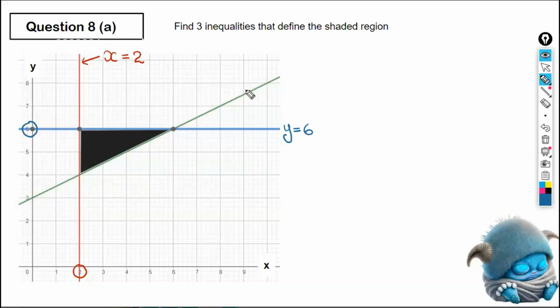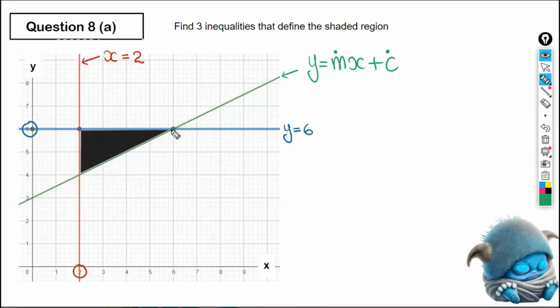But the green line, well, it's a slanted line. So we're going to have to find the equation of that line using the y equals mx plus c procedure. The equation of any straight line is y is equal to mx plus c, where m is your gradient and c is your y-intercept. So let's concentrate on finding the gradient first. To find the gradient, we just need 2 points on the green line. You can choose any 2 points.